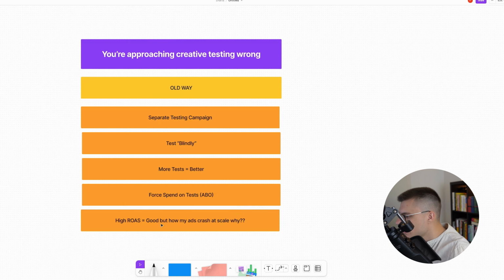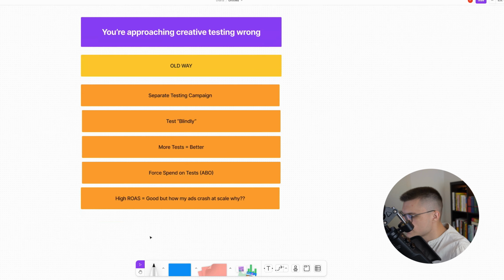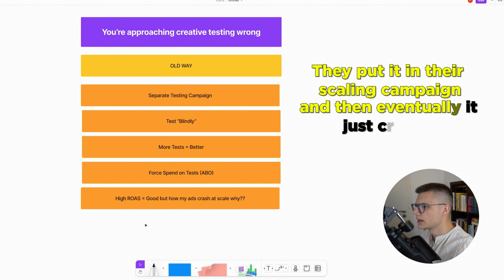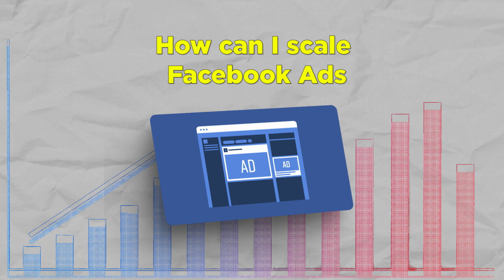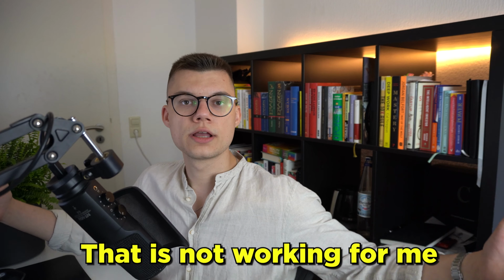and most of these tests fail. Then they find one ad which gets a high ROAS, they put it in their scaling campaign, and then eventually it just crashes. Now the whole account crashes, and they ask themselves, why are my Facebook ads not working for me? How can I scale?